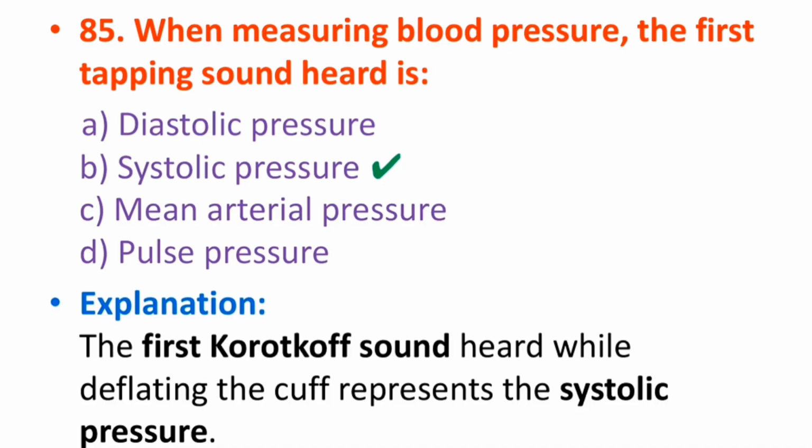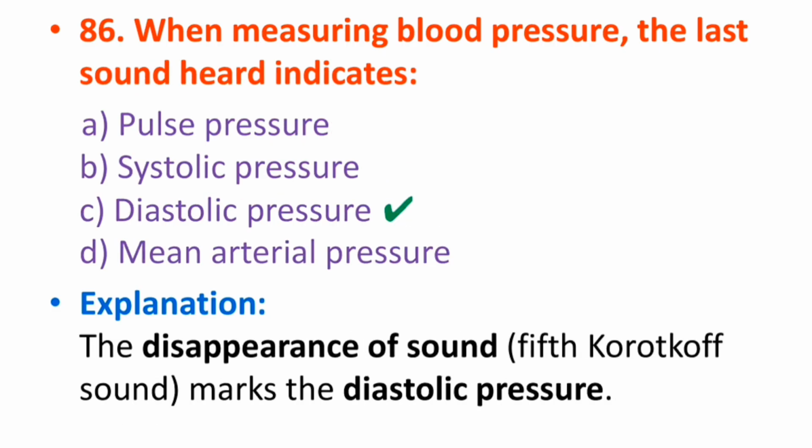When measuring blood pressure, the first tapping sound heard is: option A, diastolic; option B, systolic pressure; option C, mean arterial pressure; option D, pulse pressure. The correct answer is option B, systolic pressure. The first Korotkoff sound heard while deflating the cuff represents the systolic pressure.